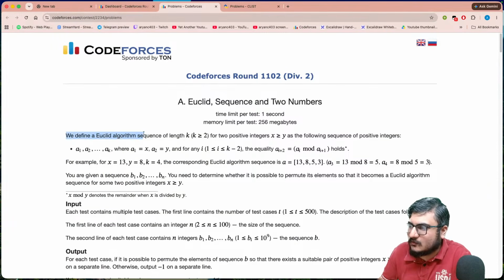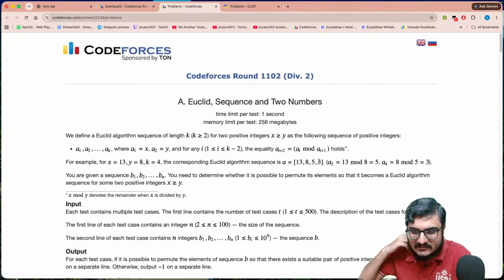First problem says you define a Euclid algorithm sequence of length k for two positive integers x greater than or equal to y. This is a bit important concern that x is more than or equal to y. The following sequence of positive integers A1, A2 up to AK, where A1 is X, A2 is Y, and for any I, the equality AI plus 2 is equal to AI mod AI plus 1 holds. For example, if X equal to 13, Y equal to 8, and K equal to 4, the corresponding Euclid sequence becomes, first we have 13 and 8, then we take 13 mod 8, which would be 5. Then we take 8 mod 5, which would be 3. And this is how the sequence gets created.